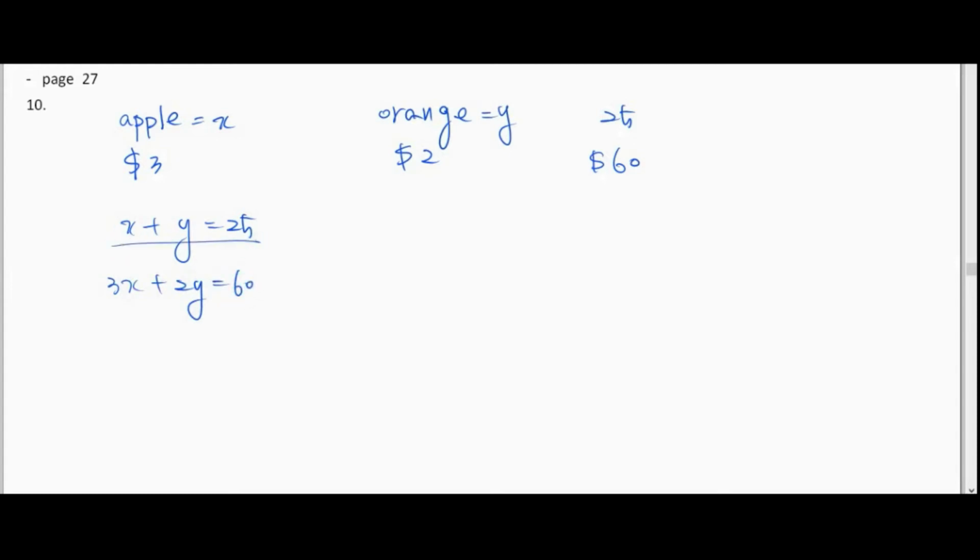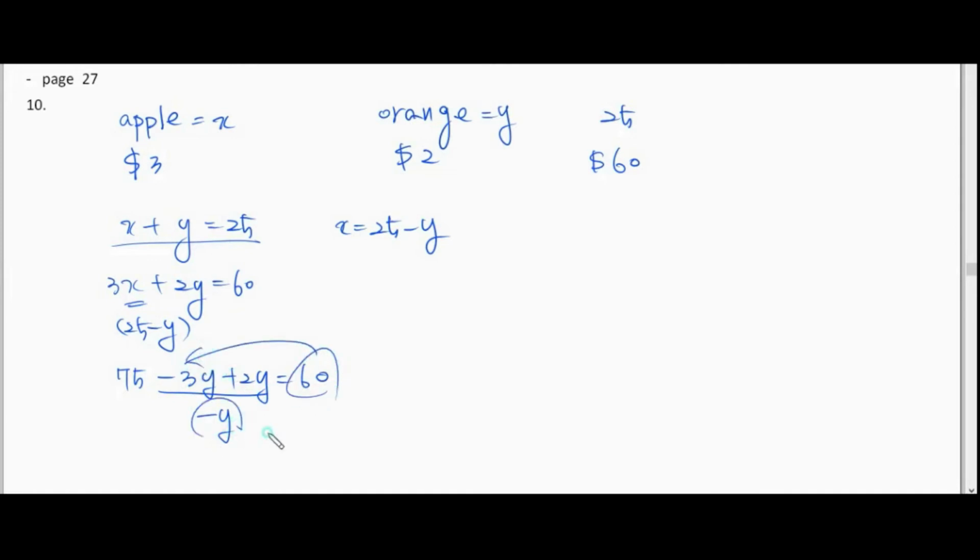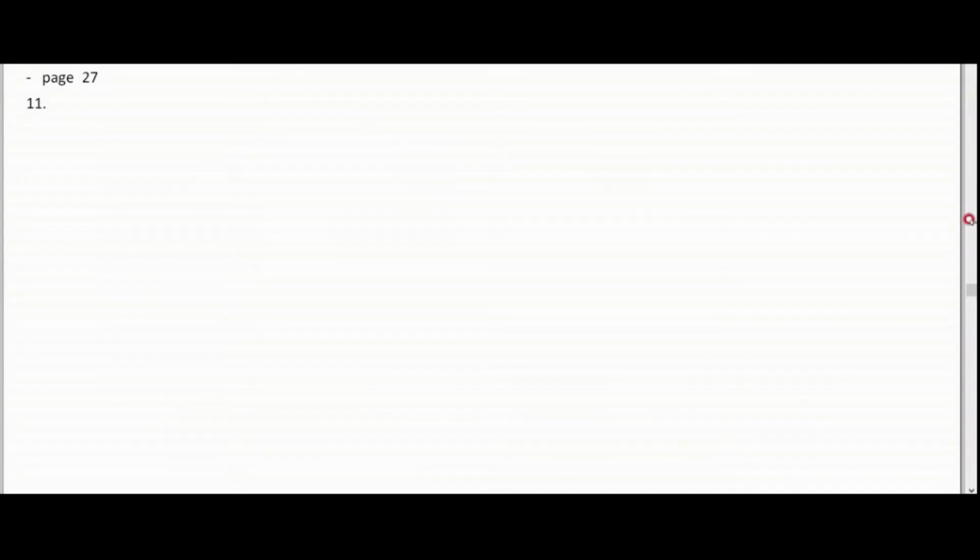And then I'll modify this a bit. x equals 25 minus y, and substituting this x, it'll be 75 minus 3y plus 2y equals 60. Then 75 minus y equals 60, so 75 minus 60 equals y, and y equals 15. Like this, we can solve this pretty simply. In x plus y equals 25, when y is 15, x is 10. So (10, 15) is a solution for this system.